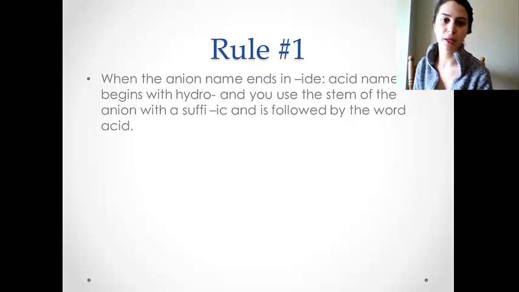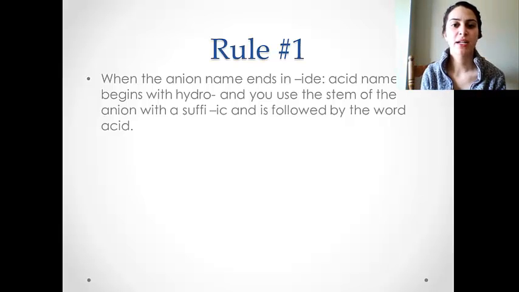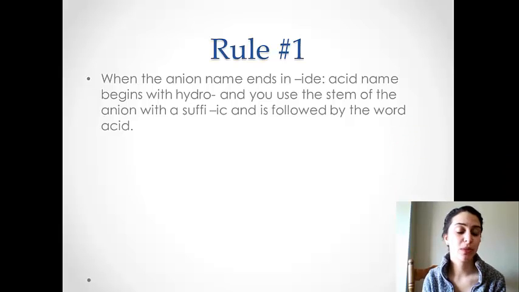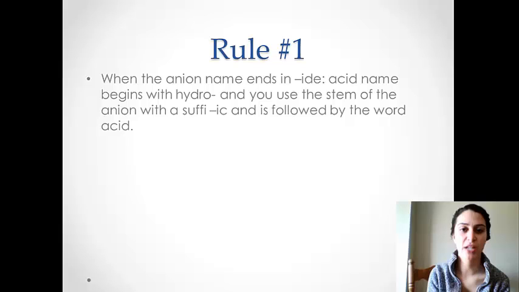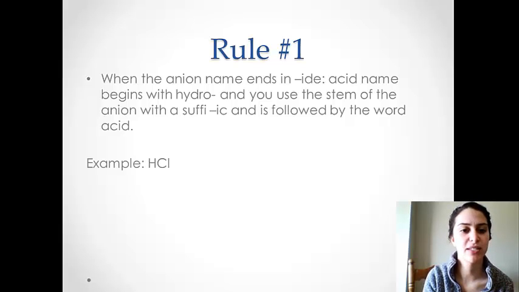So here's rule number 1. If the anion is an element, so when you normally name it, it'll end with an -ide, you're going to write the acid name by beginning with the prefix hydro. Then, attached to hydro, you're going to use the stem of the anion and put the suffix -ic. That'll be your first word. And then that will be followed by the word acid. So that's a little confusing when it's all in words. Let's see how it's done.